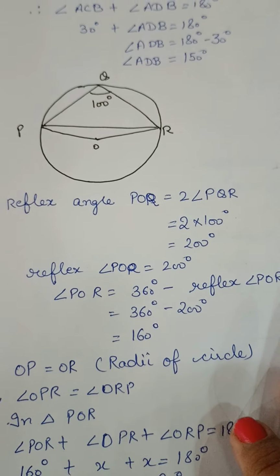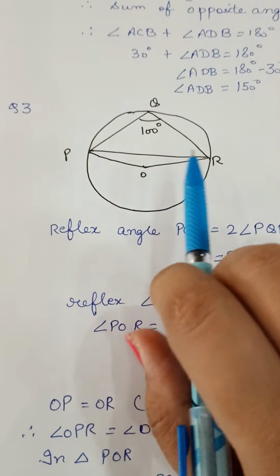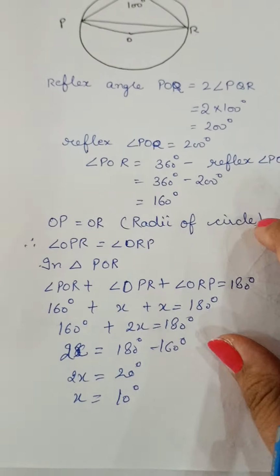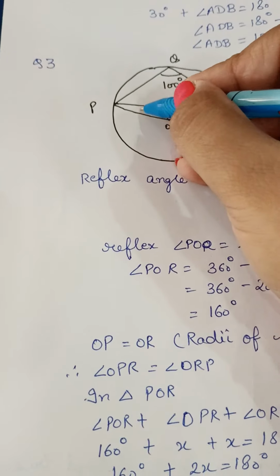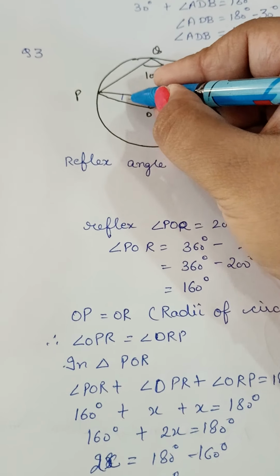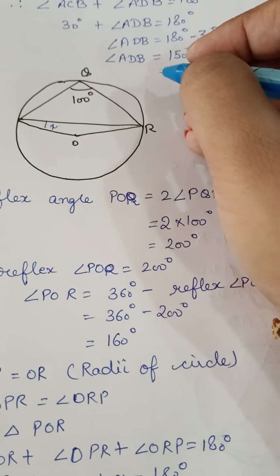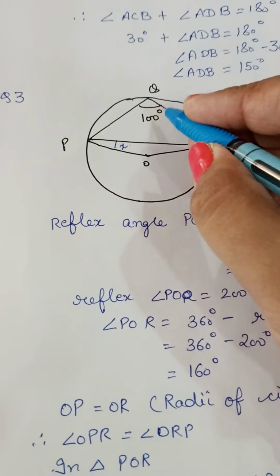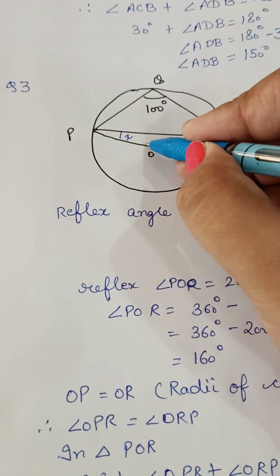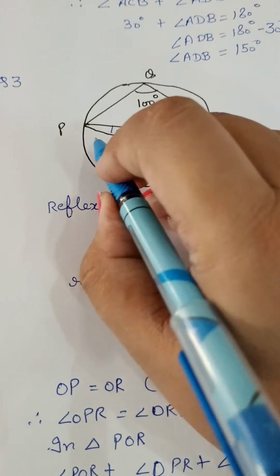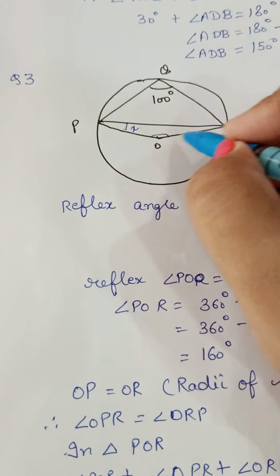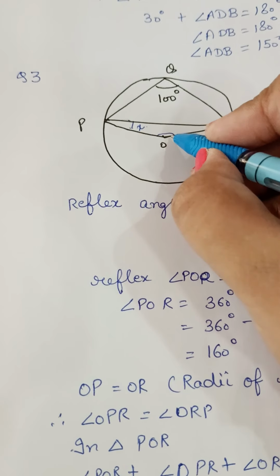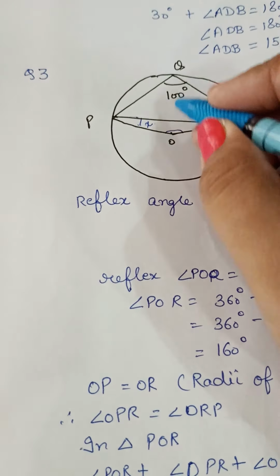Now in question number 3, we have this figure already given in the question. We need to find the angles here. This angle, let it be X. So we need to find here angle OPR, right? So how to find? First of all, we will find this angle. Then we will be able to find this angle by the angle sum property of this triangle. So we can't find it directly, we can find it with the help of this.